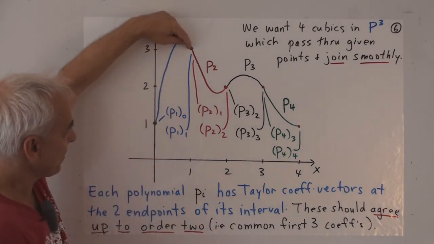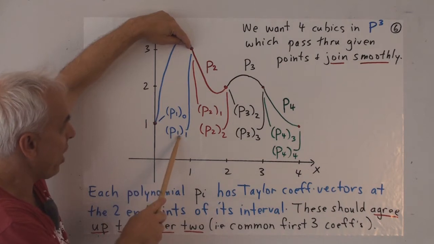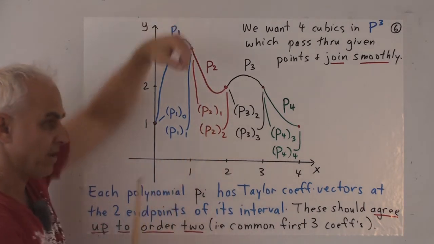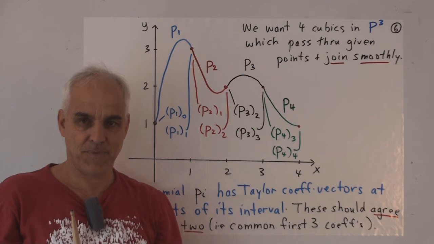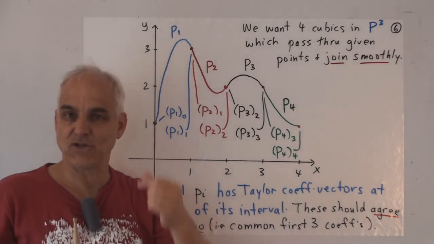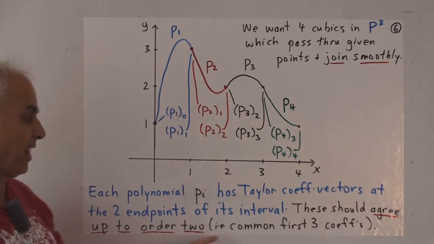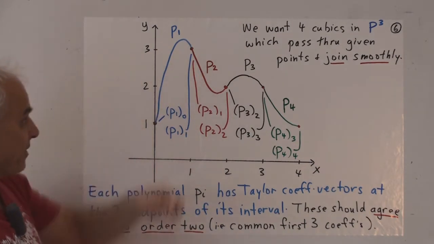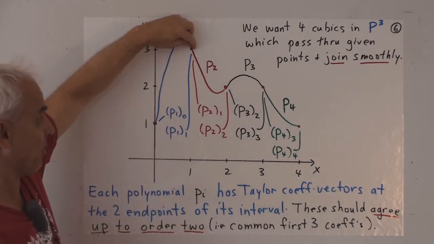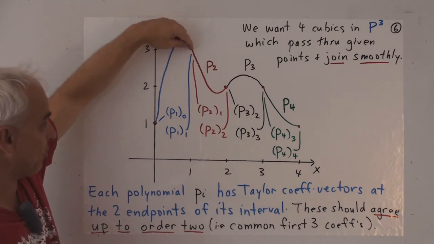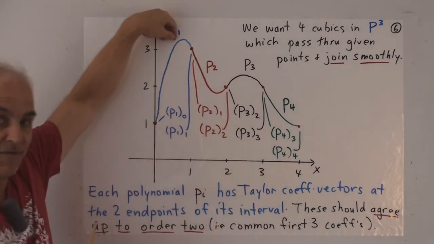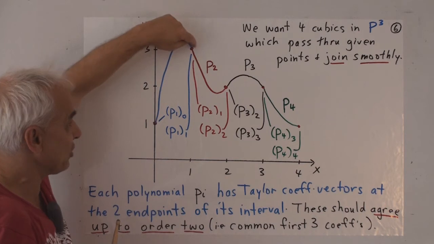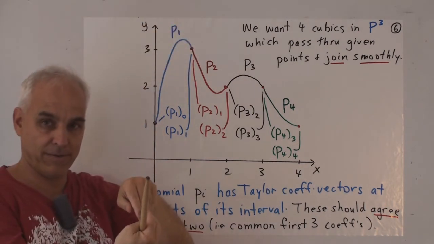So we want the Taylor coefficient vector of p1 at 1 and the Taylor coefficient vector of p2 at 1, in other words at the same point, to be almost the same. We want these coefficient vectors to agree up to order 2. In other words, we want them to have common first three coefficients. That will ensure that they agree up to 0th order, in other words, they'll both go through there, up to order 1, which means they'll have the same first derivative, and up to order 2, which means that they'll have essentially the same second derivative at the point where they're joining.